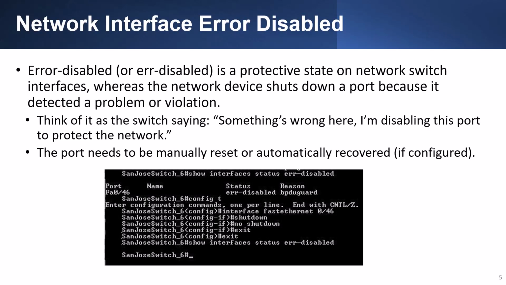Error disabled is a protective state on network switch interfaces, where the network device shuts down a port because it detected a problem or a violation. Think of it as the switch saying, "Something's wrong here. I'm disabling this port to protect the network." The port needs to be manually reset or automatically recovered if configured.